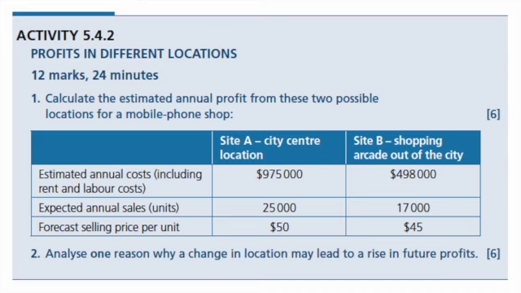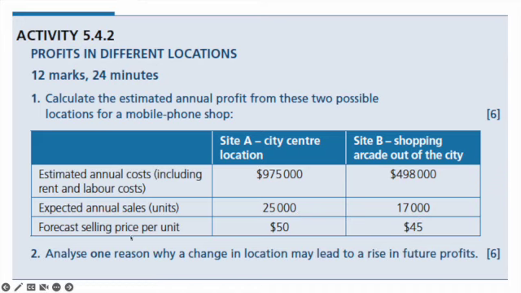Calculate the estimated annual profit from these two possible locations for a mobile phone shop. So here you might have site A, which is going to be located in the city center, and site B, which is a shopping arcade out of the city. Then you can obviously estimate annual costs, and you can also estimate the annual sales, for example, in units. In the city center, you might have a lot more customers visiting your store. So here the sales forecasts are higher than inside B.